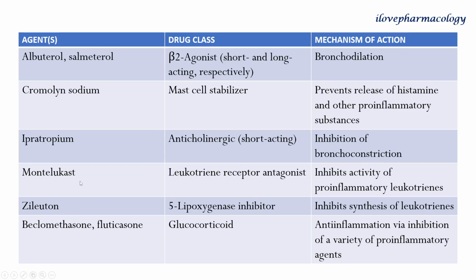Then we have Montelukast and Zafirlukast. Those are the leukotriene receptor antagonists. Basically, they inhibit the activity of leukotriene mediated inflammation. Then we have Zileuton, which is a 5-lipoxygenase inhibitor. So this inhibits the synthesis of leukotrienes. So next group of drugs are beclomethasone and fluticasone, which are the glucocorticoids. Basically, they have the anti-inflammatory action. So they mainly prevent the pro-inflammatory mediated actions.